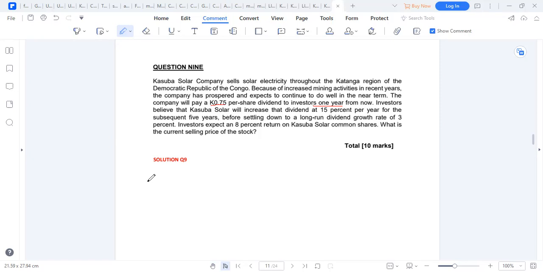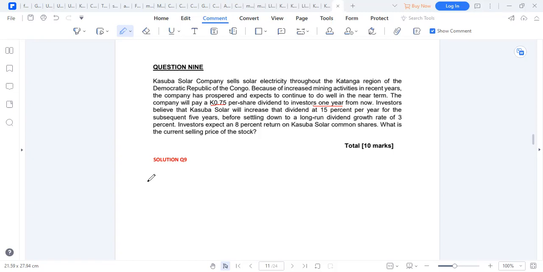So what are we given? We're told that investors in Kasuba Solar believe that Kasuba Solar will increase that dividend at 15% per year for the subsequent 5 years. So what is that 15%? It is the growth rate for the first phase of the 5 years, right?